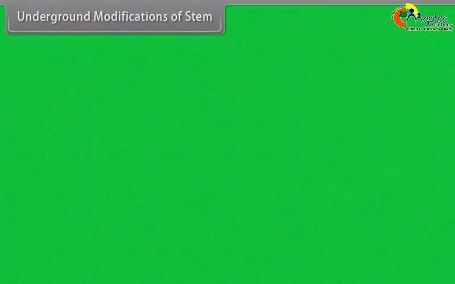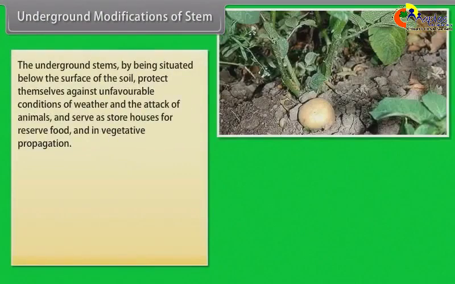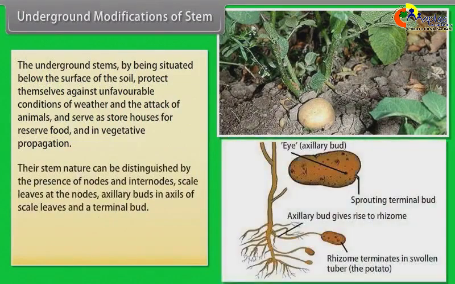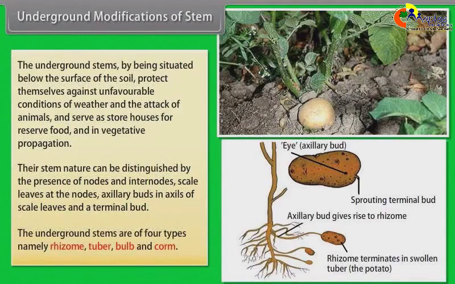Underground modifications of stem. The underground stems, by being situated below the surface of the soil, protect themselves against unfavorable conditions of weather and the attack of animals, and serve as storehouses for reserve food and in vegetative propagation. Their stem nature can be distinguished by the presence of nodes and internodes, scale leaves at the nodes, axillary buds in the axils of scale leaves, and a terminal bud. The underground stems are of four types, namely rhizome, tuber, bulb, and corm.